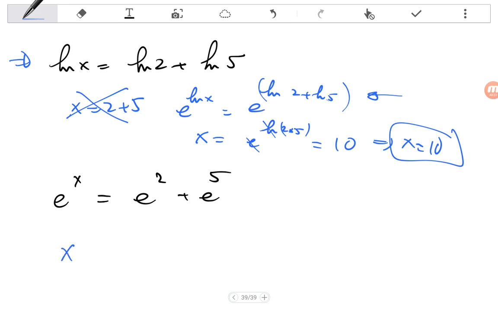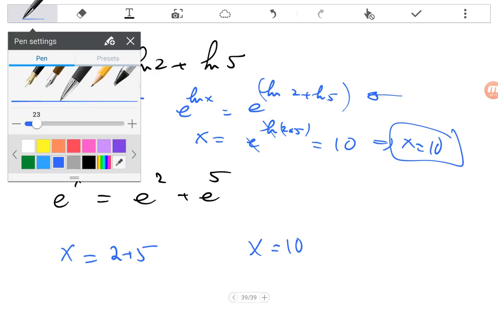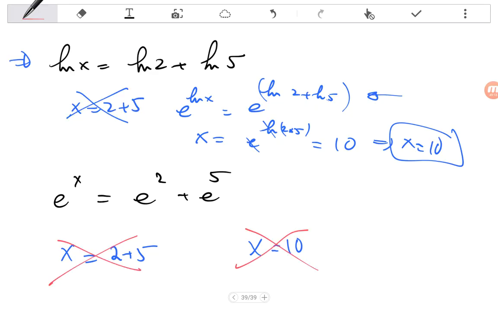What about this one? Could I say x will be 2 plus 5, or would x be 10? What would be the result in this case? Neither is correct. Some of the students may just tell you that I will take ln both sides. So just say that ln of that side, which will just be x. Ln of this side, they just write it as 2 plus 5.